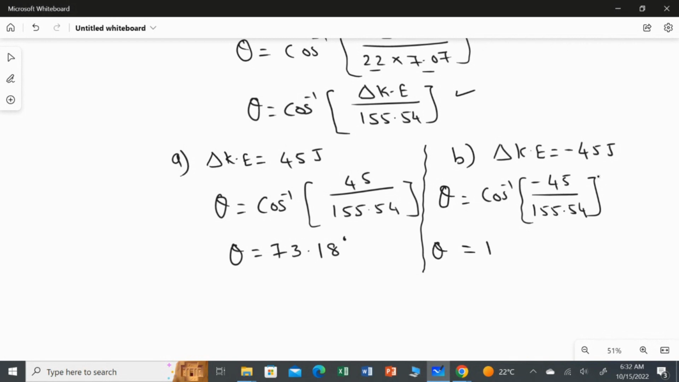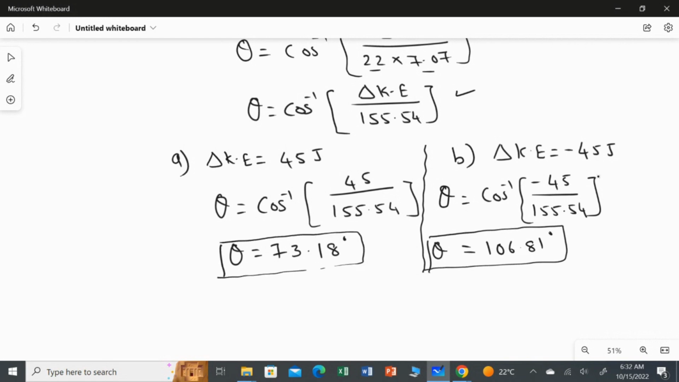So theta is equal to 106.81 degree. So this is the answer for the first part and the second part. In the first part, 45 joules leads to the angle of 73.18, and in the second part, minus 45 joules gives the answer of 106.81. So there is a point. Clear?